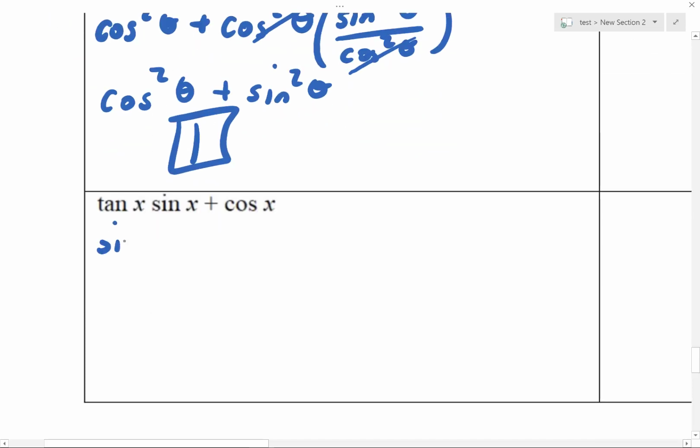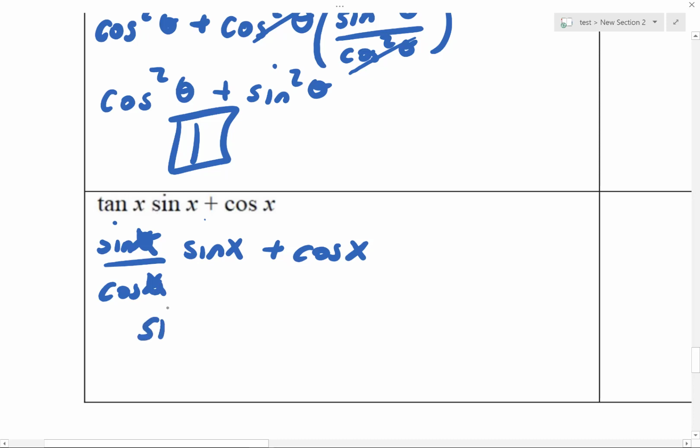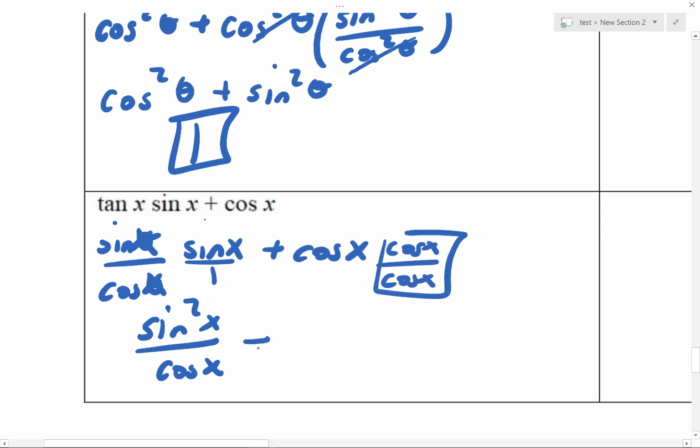We do it again. We'll rewrite tangent as sine over cosine. We multiply that by sine. Oops, these are x's, all x's. And so at the top we've got sine squared x. When we multiply sine times sine, we get sine squared. The bottom is cosine x. If I want a common denominator, I'm going to multiply this guy here by a fancy form of 1, cosine of x over cosine of x.